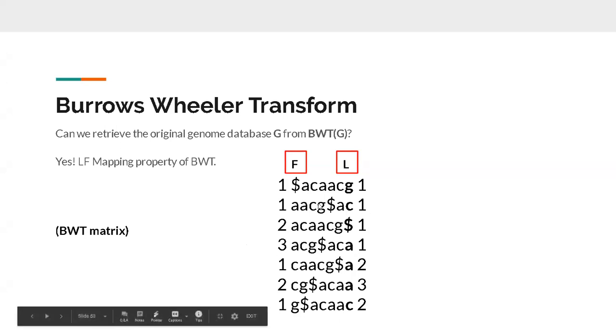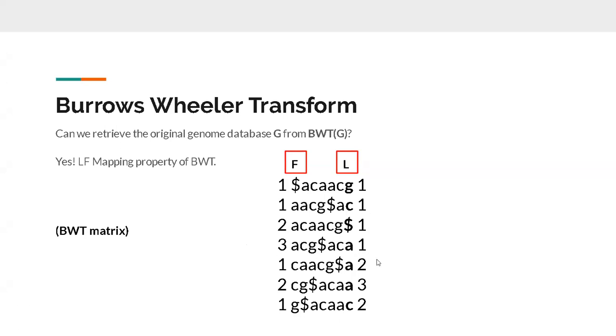Is this clear? Sort of. So you can tell me, I can explain it again. What is it that is not clear? So this is basically what the LF mapping is. You are able to map the ranks of the nucleotides in the last column to the ranks of the nucleotides in the first column.